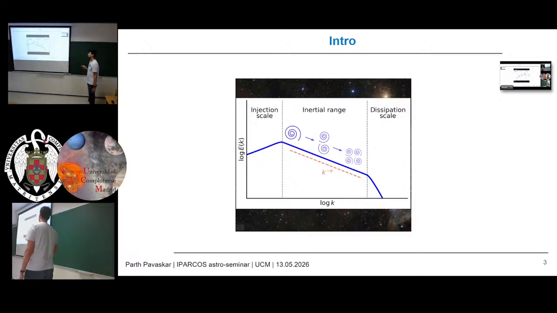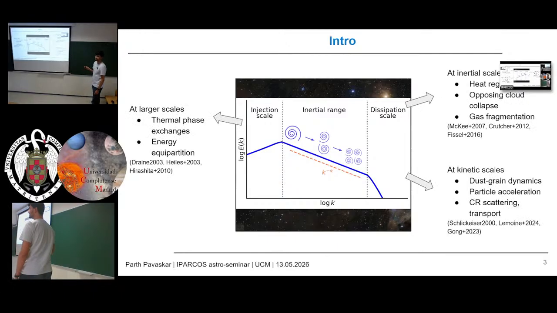When we're talking about the ISM, typically we're talking hundreds of parsecs all the way down to a few AU. Then you have the dissipation scale where the energy is dissipated through heat, through interactions with particles, scattering, and so on. What I want to study is the inertial range, essentially the entire range between these few AUs and hundreds of parsecs. And why do we actually want to study this? Well, turbulence is quite important, as it turns out, and it's important at all scales.